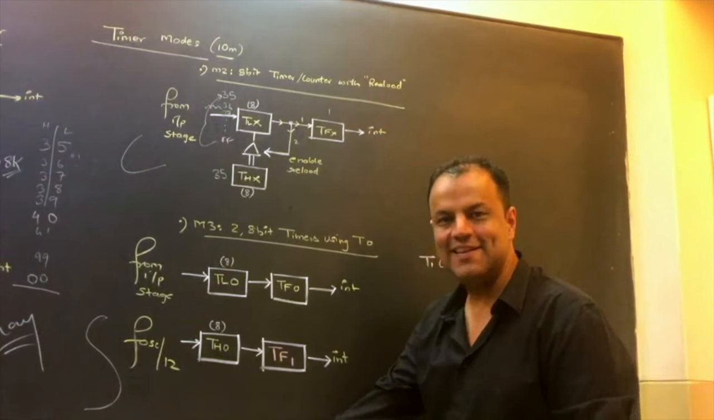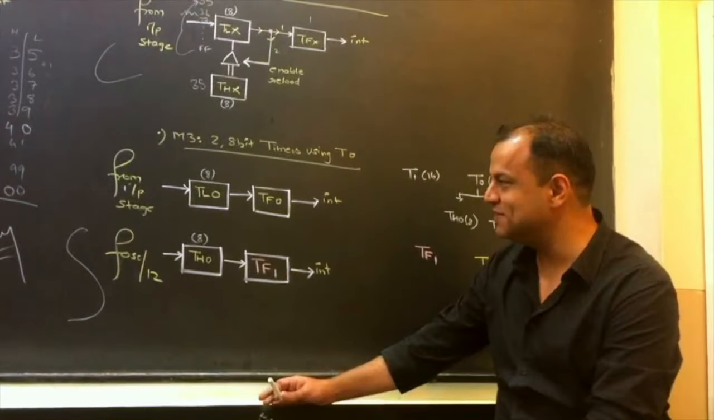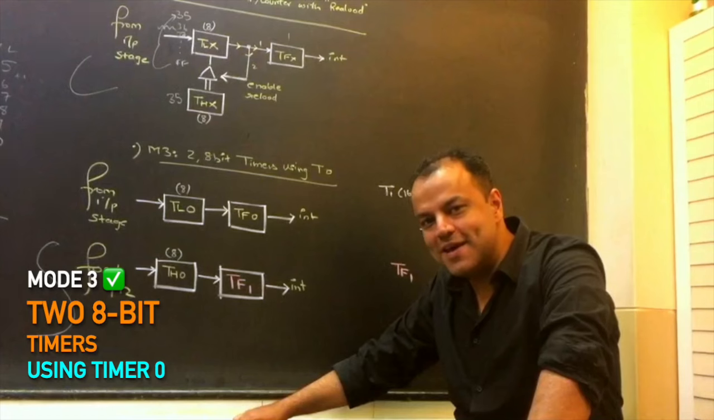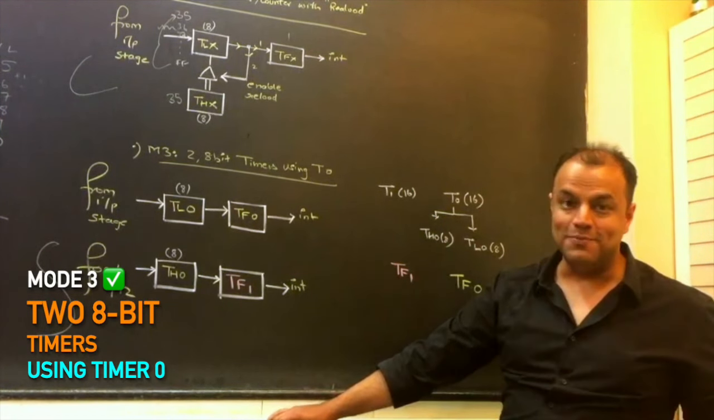Tell me, did you understand this? The last and final mode. It's been non-stop talking for almost 1.5 hours. Final mode, mode 3. The name is 2 8-bit timers using timer 0. I repeat, 2 8-bit timers using timer 0. Now look here, this is a very interesting mode.